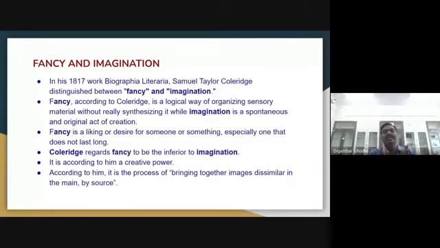Means what exactly? When you see something, when you hear something, when you taste something, when you feel the touch of something, or when you smell something, that particular data material is called sensory material. Let's say you see a flower, you see an animal, you see beautiful nature, and that is stored in your mind. So this storing process is a kind of fancy. It is a logical way of organizing sensory material.